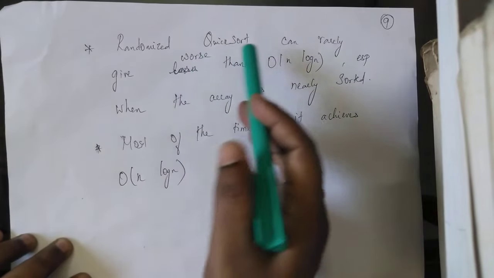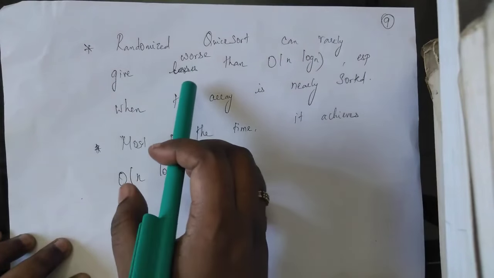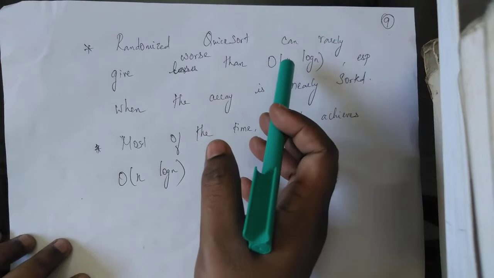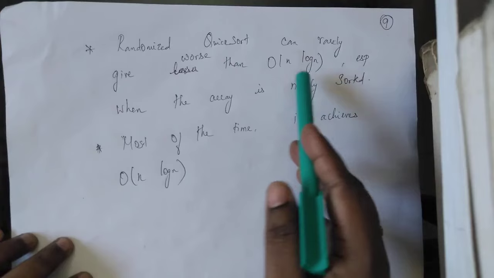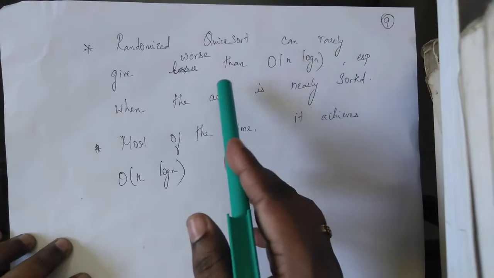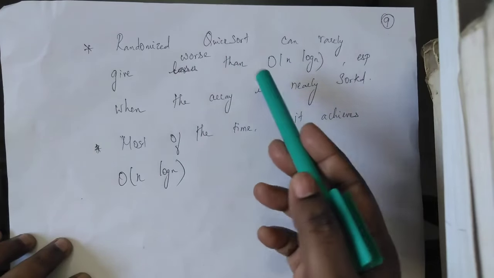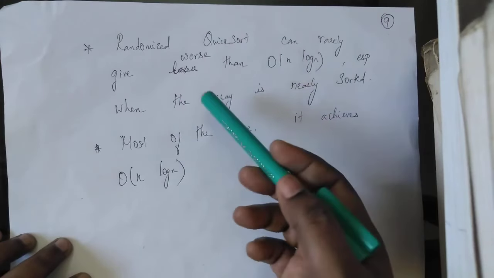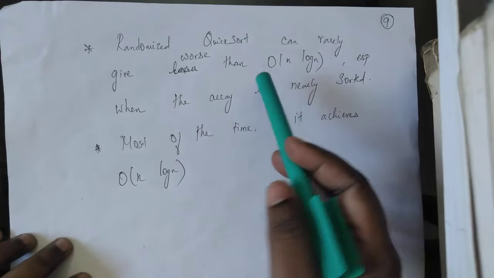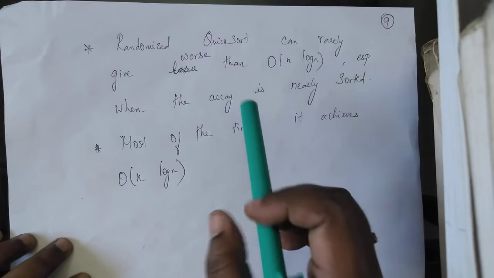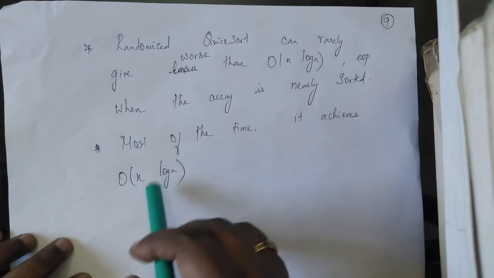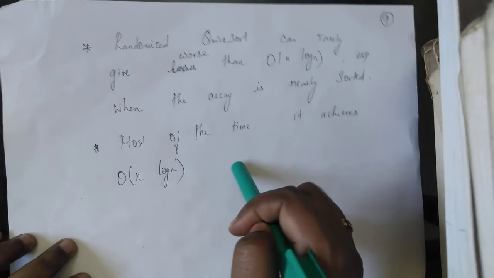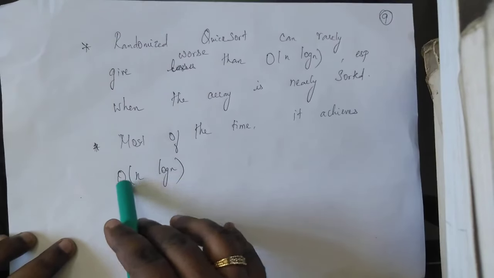Randomized quicksort may not always give us luck. It might worsen. We may get a worse time complexity than n log n, especially when the array is nearly sorted. Shuffling things and making random choices will not make things better; it will worsen. But most of the time, it is proven that randomized quicksort will achieve a time complexity closer to n log n.